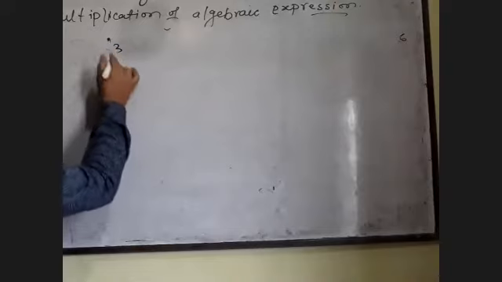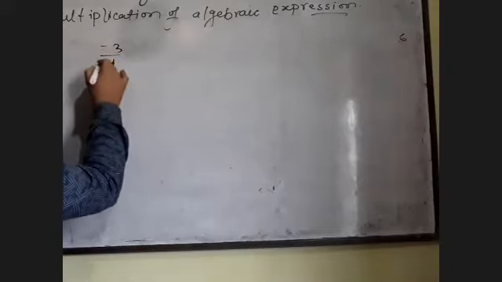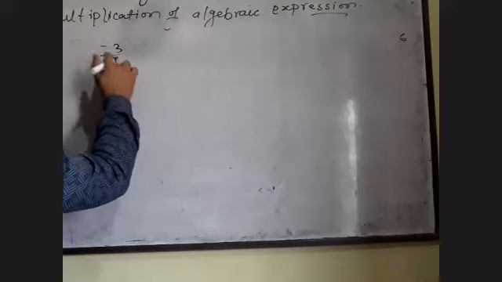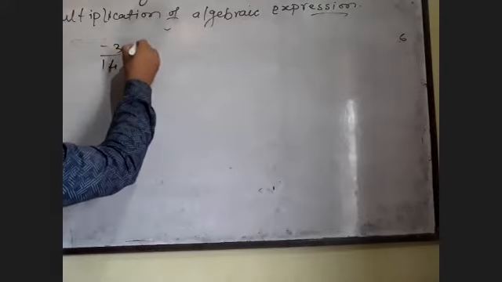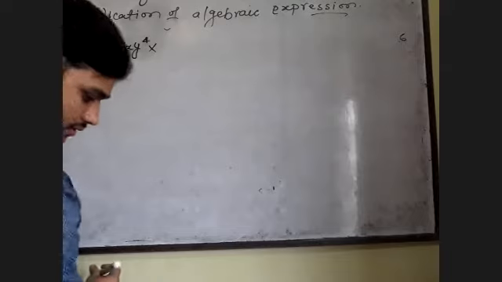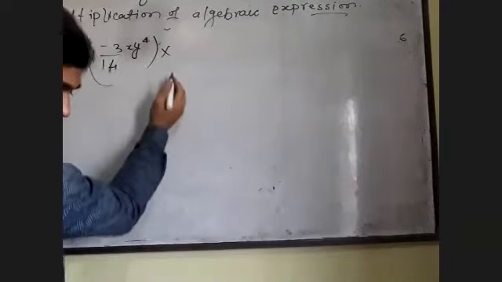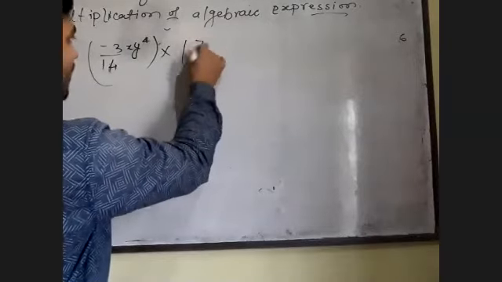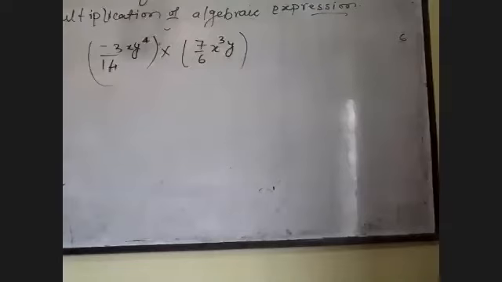Minus 3 by 14 x y to the power 4 multiplied by 7 by 6 x cube y. Solve it.